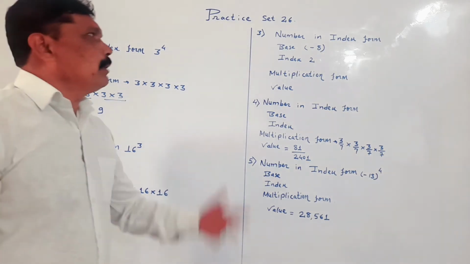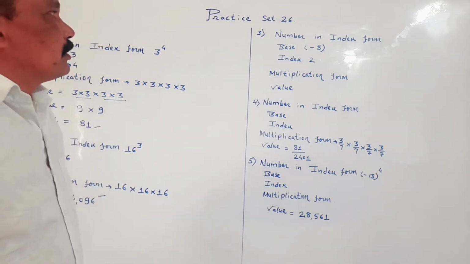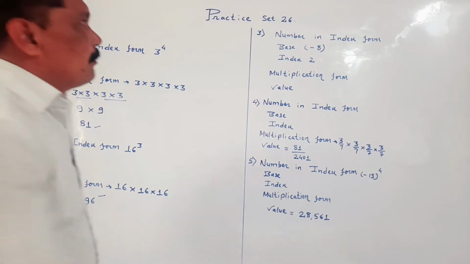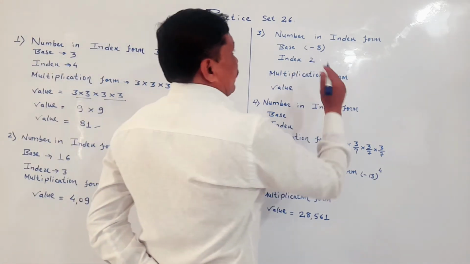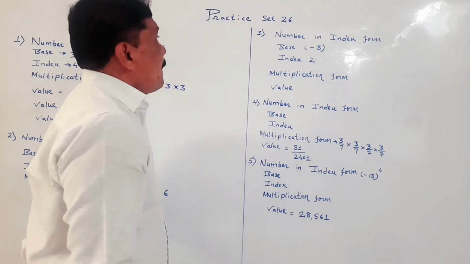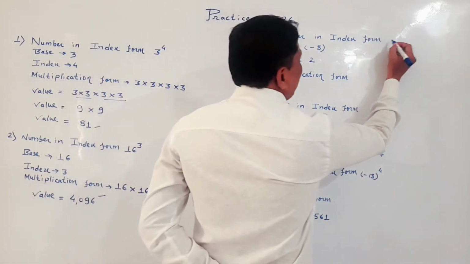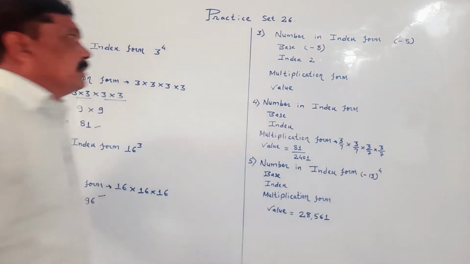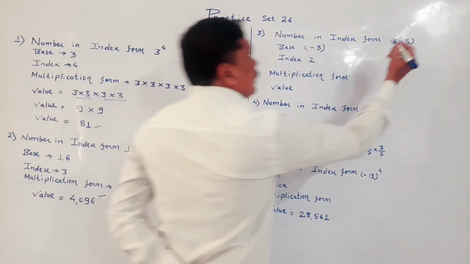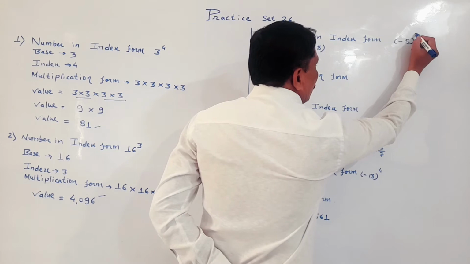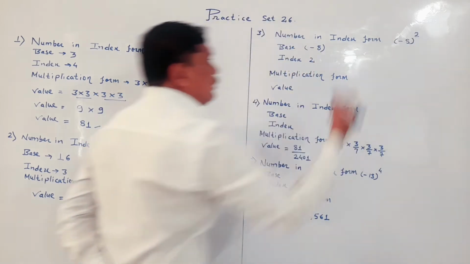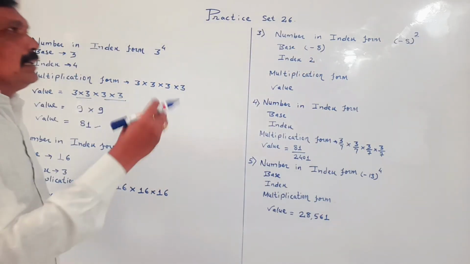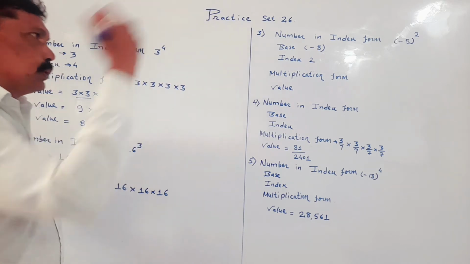The third example, my dear student, we will consider. Here base is given in bracket because the base has a minus sign. So we will write base as it is, minus 8. The index is given 2, so we will write here 2. Now it can be read as minus 8 raised to 2.